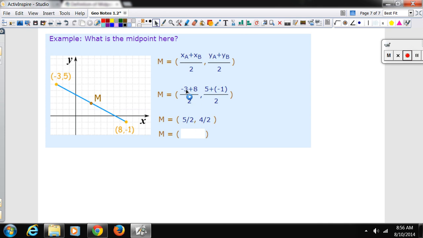You're going to get 5 divided by 2. You're going to get 4 divided by 2. So you're going to get 2.5 and 2. So you go over 2.5, you go up 2, and that's your midpoint. This point breaks this line into two equal pieces. That's what a midpoint does.